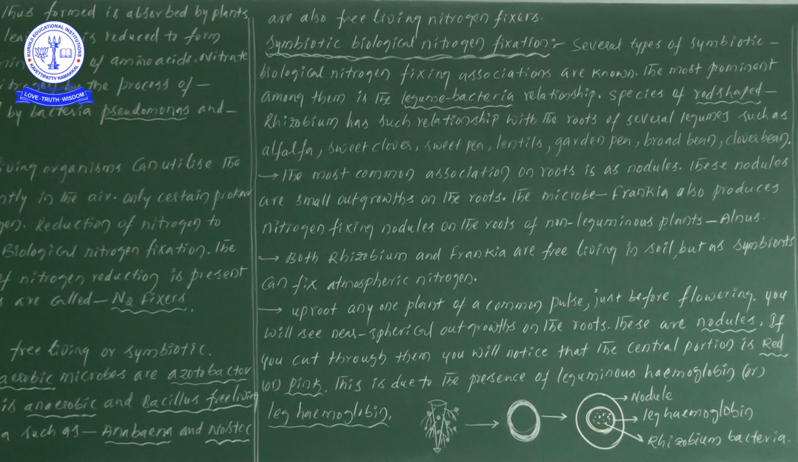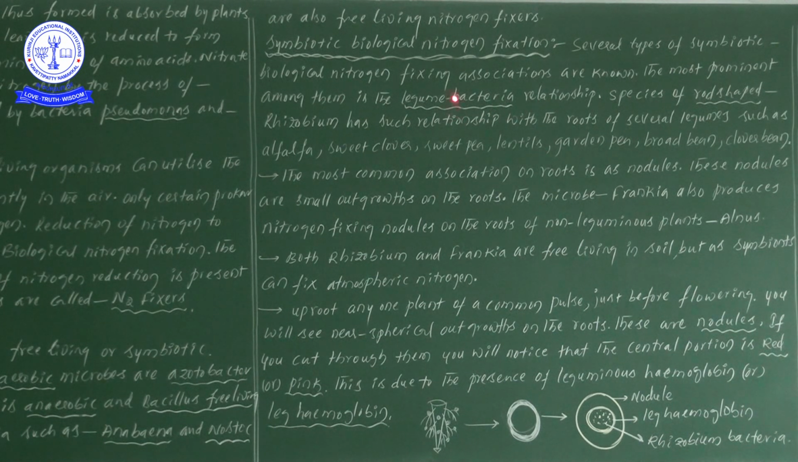Now symbiotic nitrogen fixation. One more is symbiotic biological nitrogen fixation. So how will it be? Here free living is there and symbiotic is there. Now we are discussing symbiotic biological nitrogen fixation. Several types of symbiotic biological nitrogen fixing associations are known. But the most prominent among them is the legume bacteria relationship.